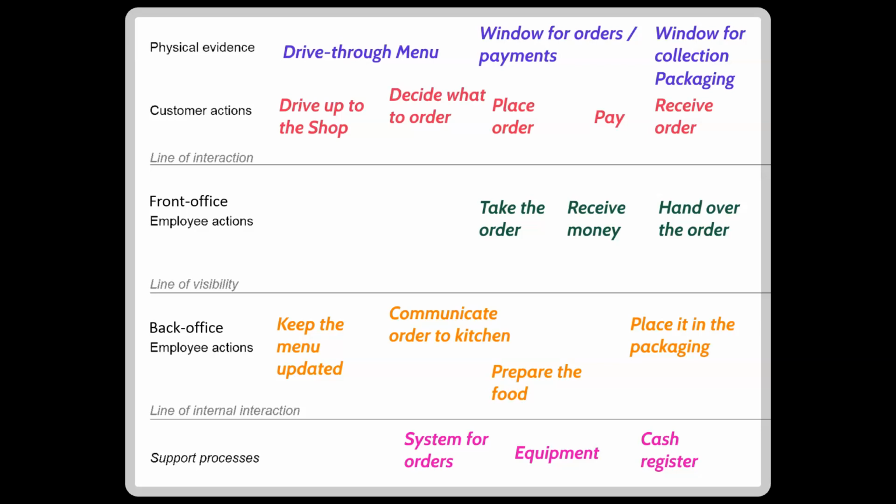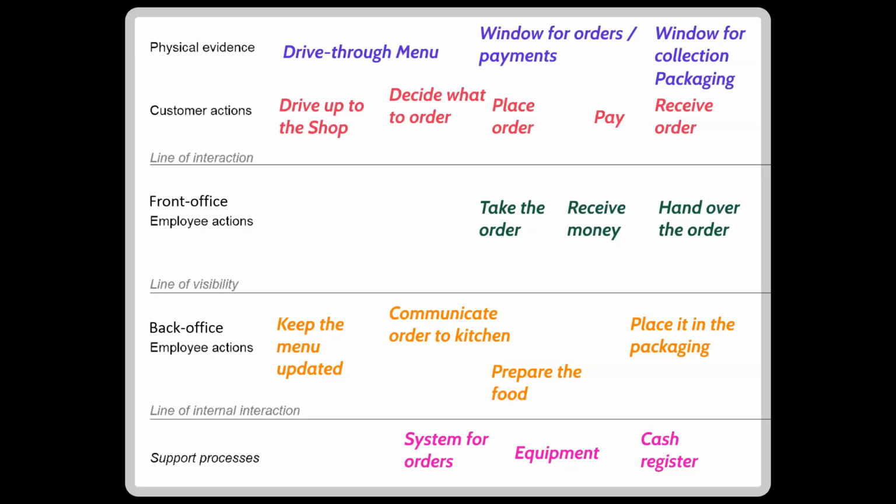So back office employee actions, they will keep the menu updated. That's the back office. It can be management. They will also, in some instances, communicate the order to the kitchen if there is another level in the assembly line, and then also prepare the food, so the kitchen staff as back office employees, and also place it in the packaging, then also take it to the front office employees to hand over to the customer.